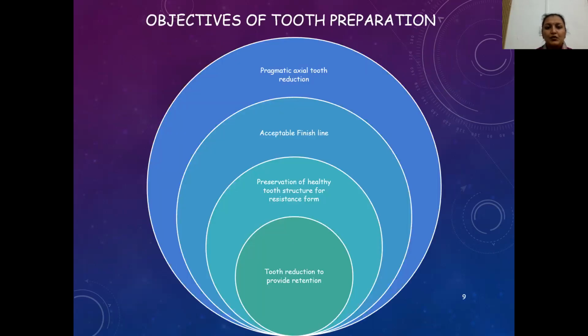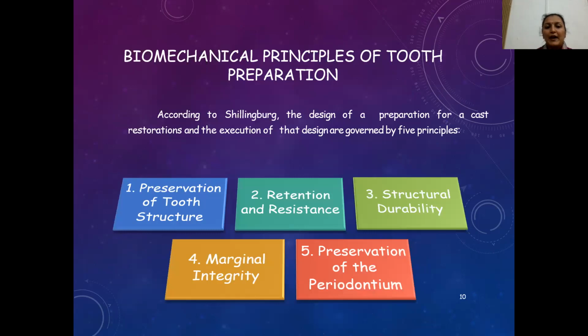Now, the objectives of tooth preparation: tooth reduction to provide retention, then preservation of healthy tooth structure for resistance form, acceptable finish line, and pragmatic axial tooth reduction to allow favorable tissue responses from the crown contour. Now, the biomechanical principles of tooth preparation.